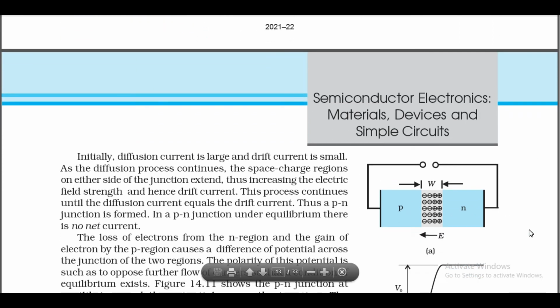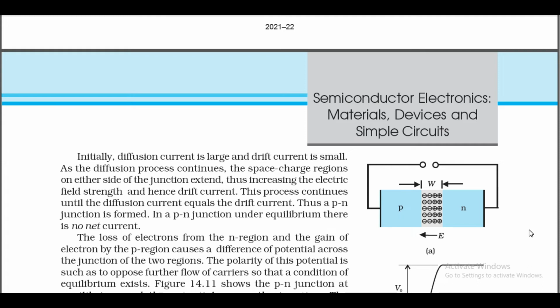Initially, diffusion current is large and drift current is small. As the diffusion process continues, the space charge regions on either side of the junction extend, thus increasing the electric field strength and hence the drift current. This process continues until the diffusion current equals the drift current. Thus, a PN junction is formed.